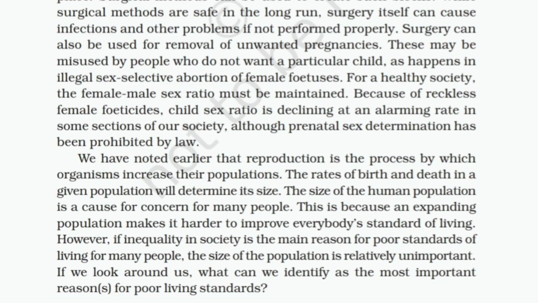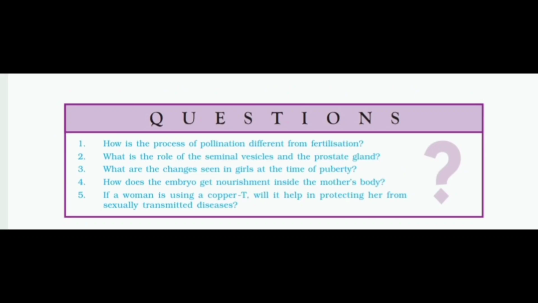We have noted earlier that reproduction is the process by which organisms increase their populations. The rates of birth and death in a given population will determine its size. The size of the human population is a cause for concern for many people. This is because an expanding population makes it harder to improve everybody's standard of living. However, if inequality in society is the main reason for poor standards of living for many people, the size of the population is relatively unimportant. If we look around us, what can we identify as the most important reasons for poor living standards?